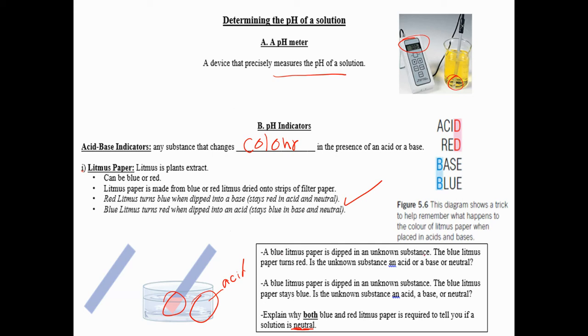A blue litmus paper is dipped into an unknown solution. The blue litmus paper turns red. Is it an acid, base, or neutral? So we know that would make this an acid. You can pause the video and try these yourselves.